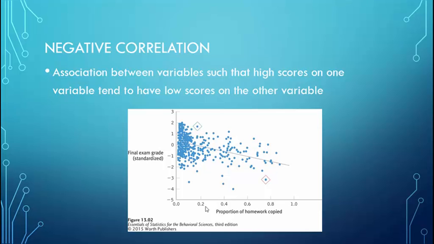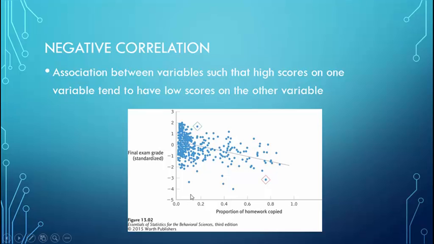Here's an example of a negative correlation. This is the proportion of homework somebody copies during the semester of a class, from 0% to 1, or 100%, of homework copied. And this is their final exam grade. They standardized it, this is a z-score, where 0 is the mean, any positive score is above the mean, and negative scores are below the mean.